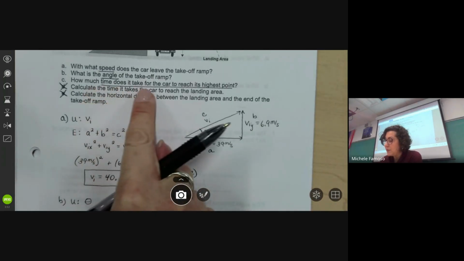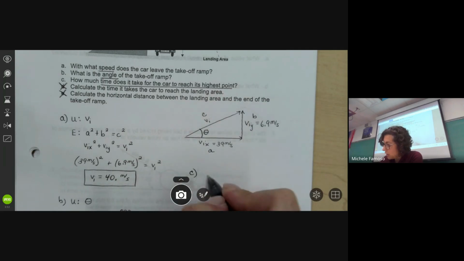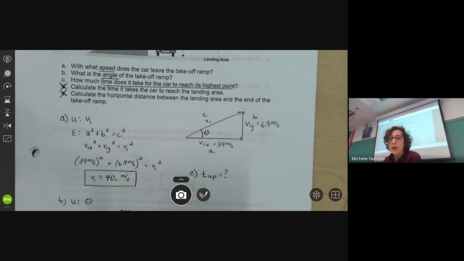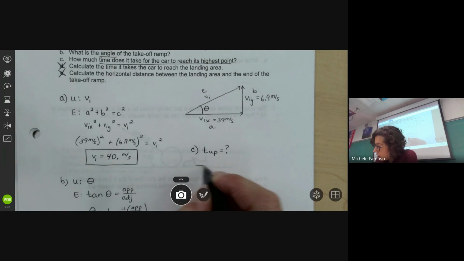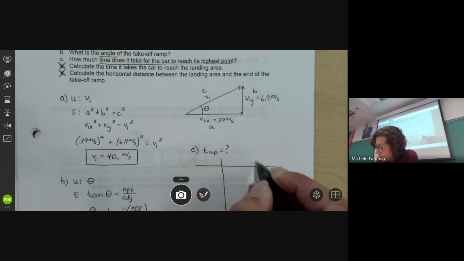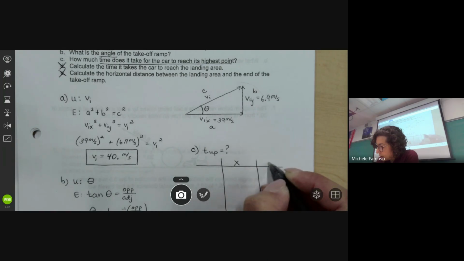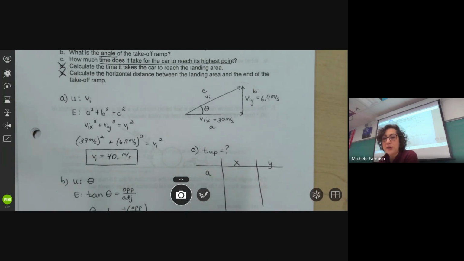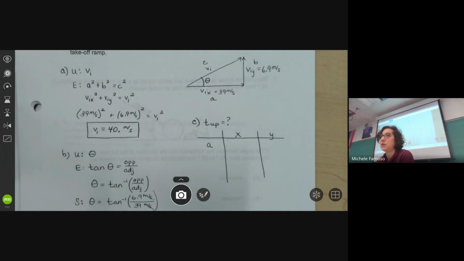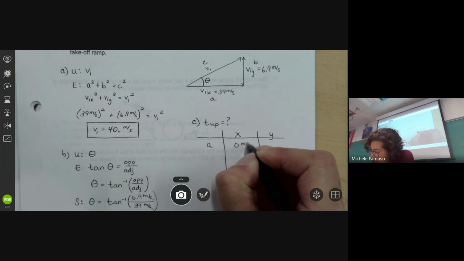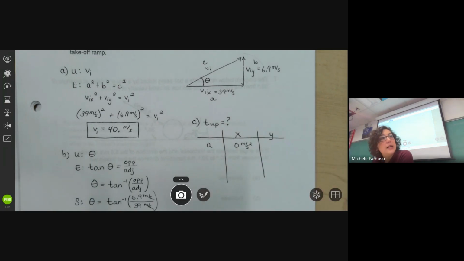says, how much time does it take for the car to get to its highest point? That means I'm looking for the time going up. Let's make our chart. What do we know about the X and Y directions? Remember, we always start with our accelerations. Jackson, can you tell me what the acceleration is in the X direction, please? Correct. Elisa, can you tell me what it is in the Y direction, please?